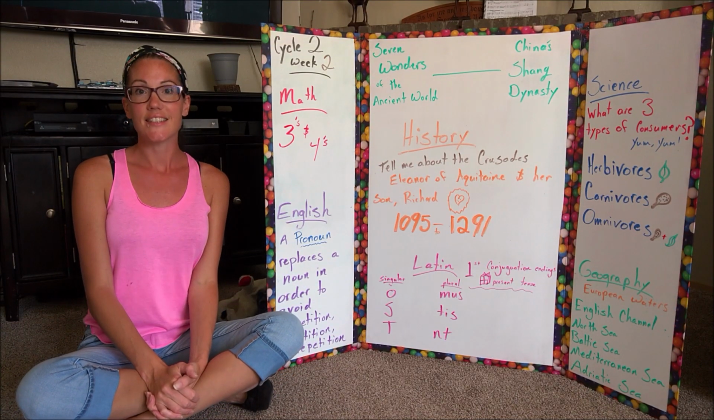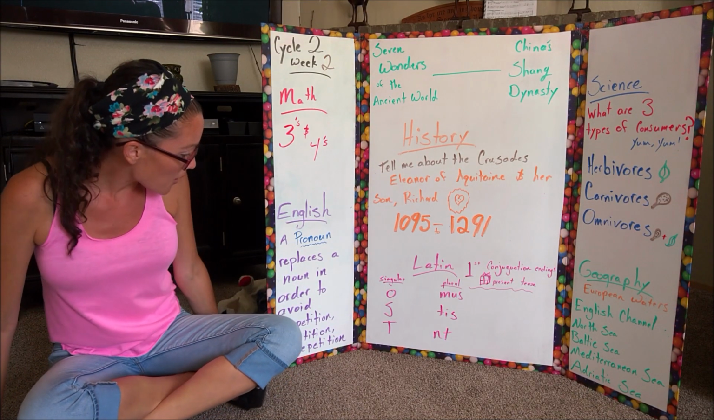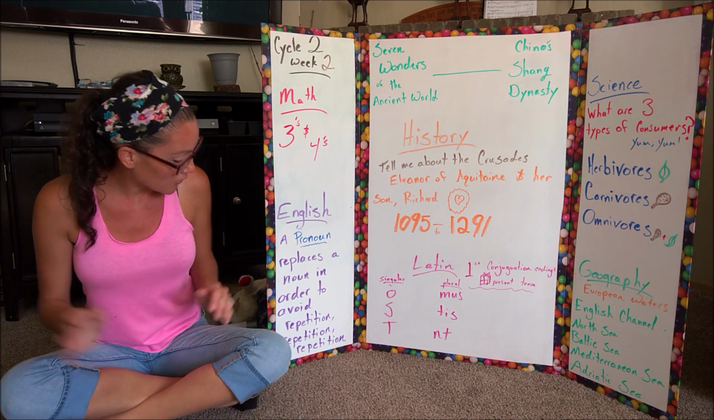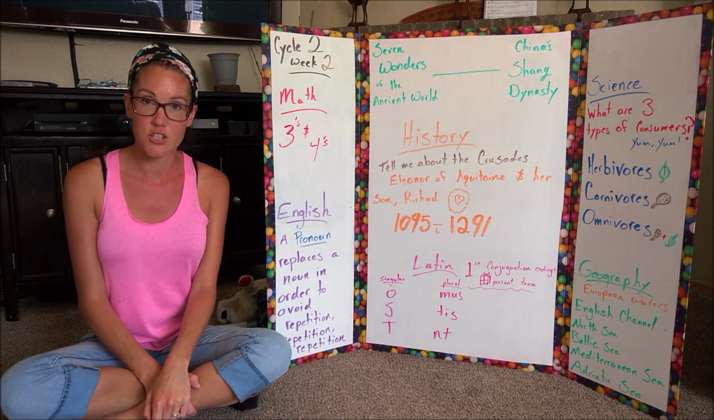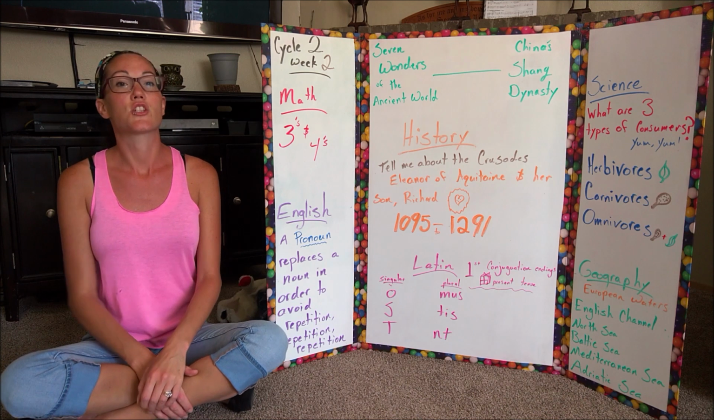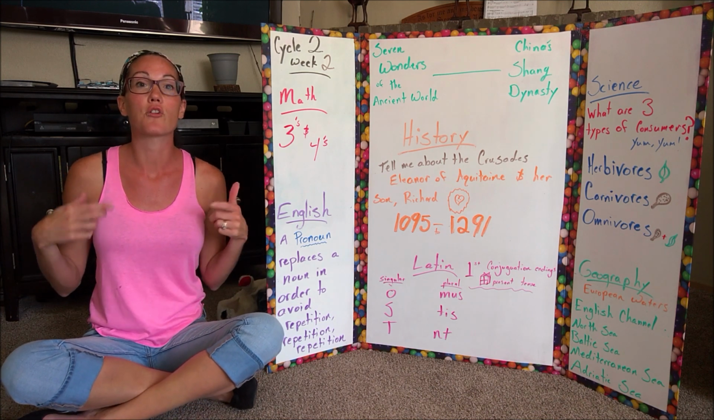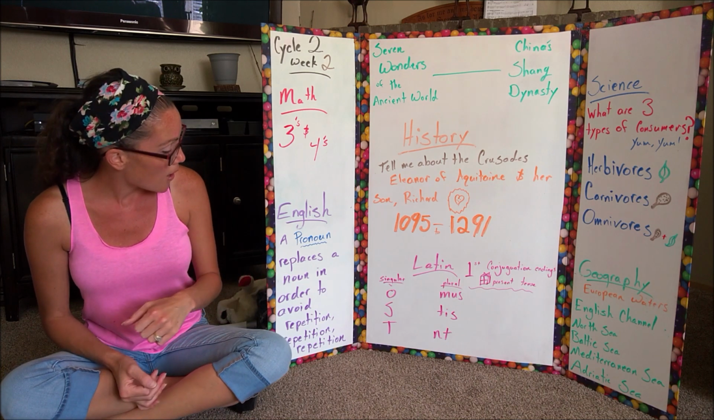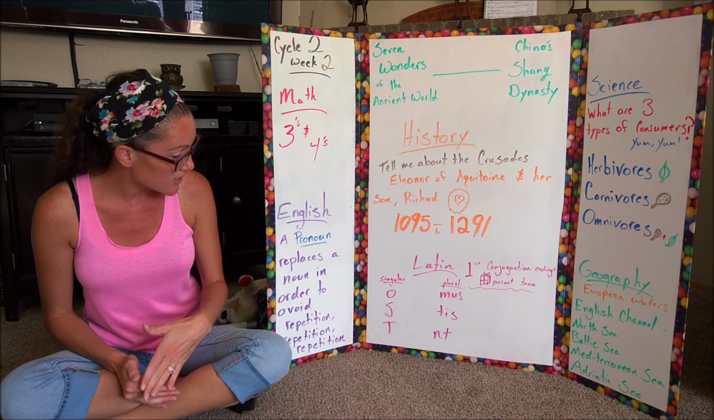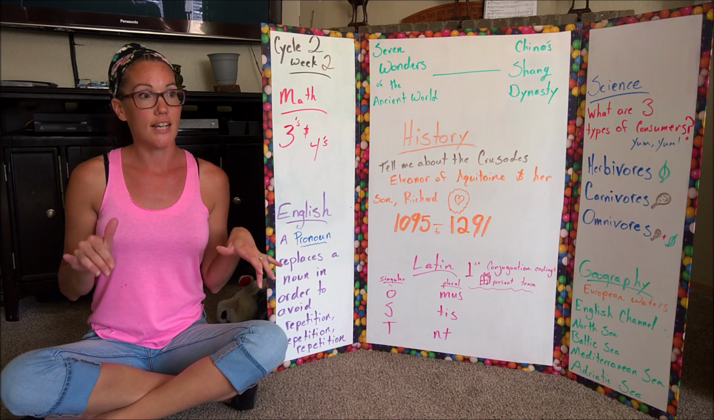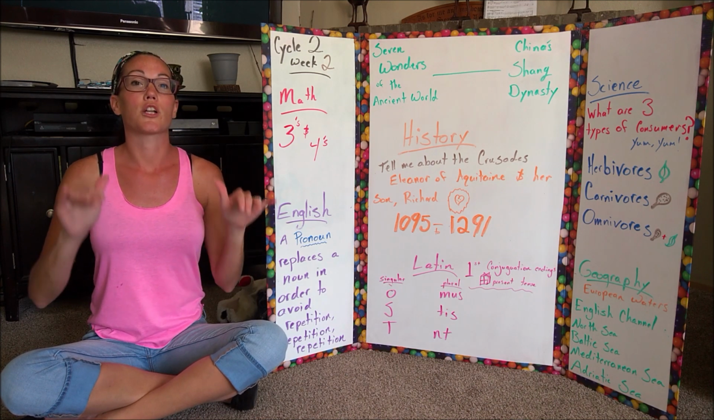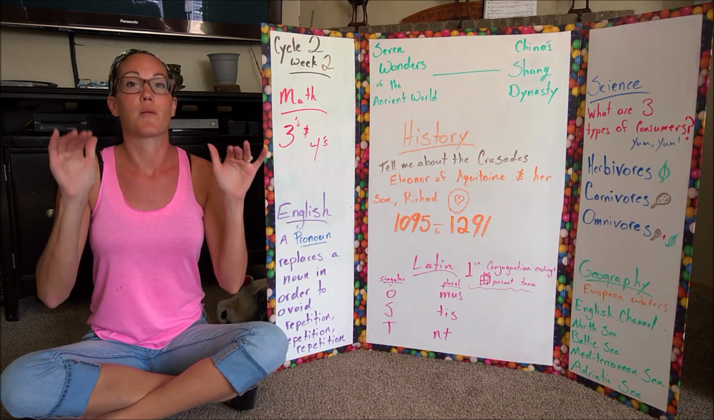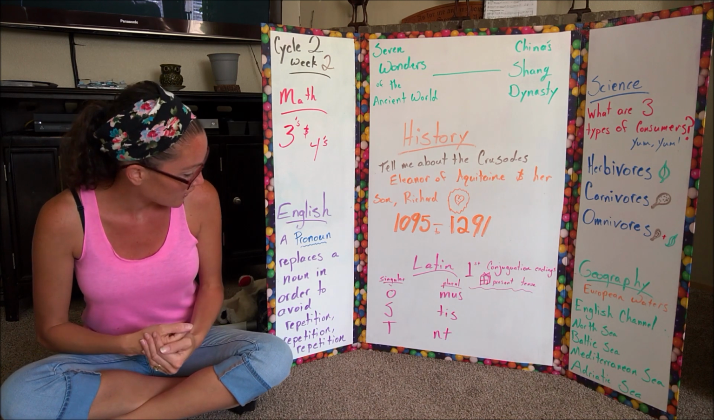Okay, moving on. English. A pronoun replaces a noun in order to avoid repetition, repetition, repetition. We're going to say repetition over and over again because it's repetition. Why not? And then this one we're going to chant. We're going to stand up, and every time we say repetition, we're going to jump. And it looks like this.